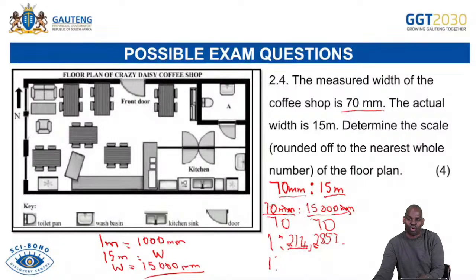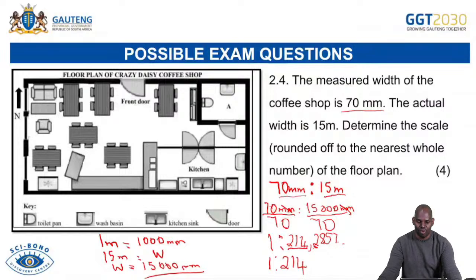If the first digit after the comma is less than 5, then this will remain the same. But if the first digit after the comma was 5 or more, this was going to change to the higher number. It was going to change to 215. But in this case, it remains the same, so it's 214. And this is the answer for number 2.4. So you can see that calculating the scale is very important in this case. You must know how to calculate a scale. Right, so that was number 2.4.